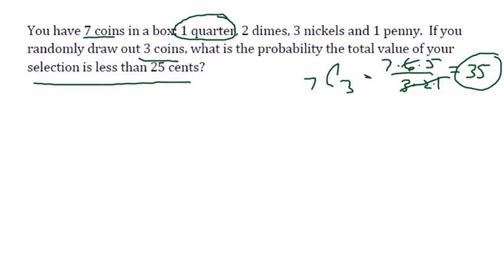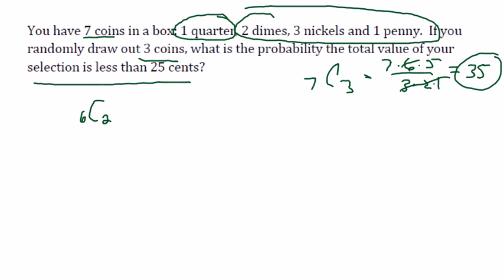And so there are 6 coins left after you draw out 1 quarter, and you need 2 coins from those 6, and so the number of ways of getting a quarter and 2 other coins is just going to be 6 choose 2, which turns out to be 15. And so there are 15 ways of having a quarter.